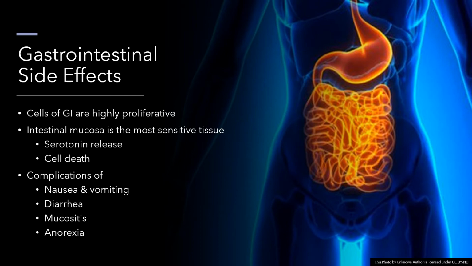Common side effects from cancer treatment on the GI system include nausea and vomiting. This usually occurs within 1 hour of treatment and can last for about 24 to 48 hours after treatment. Often treatment is used with antiemetics in the form of Reglan, Compazine, serotonin 5-HT3 receptor antagonists, substance P receptor antagonists, and steroids.